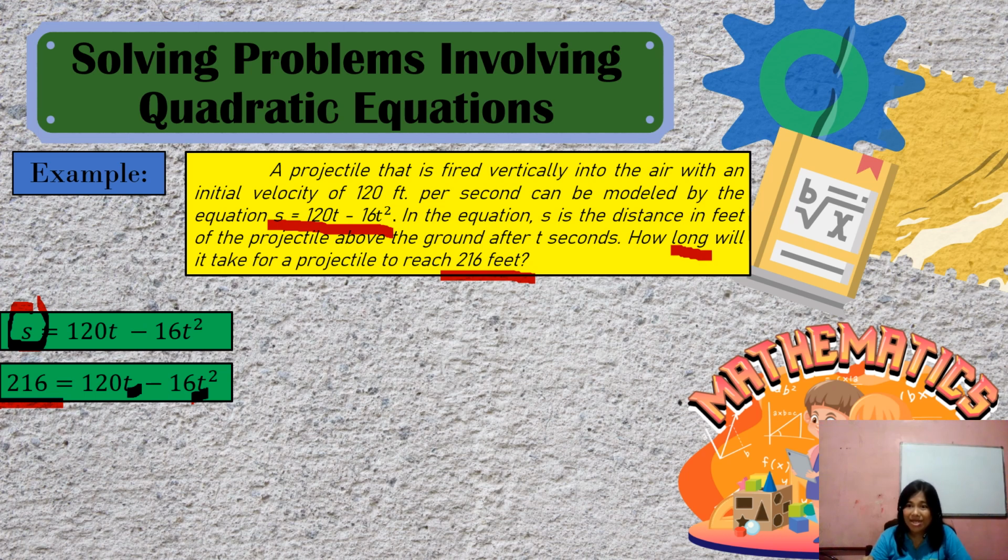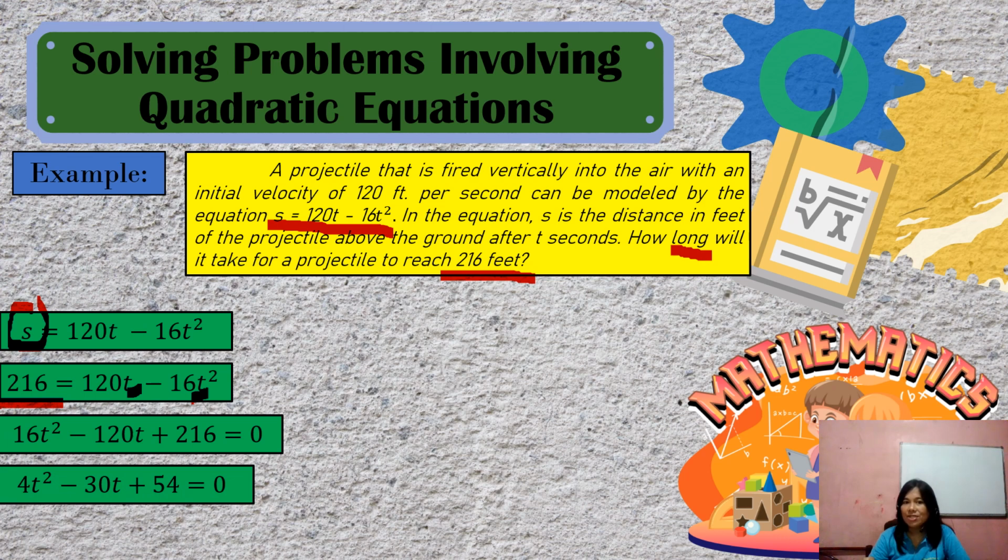To solve for t, you can use factoring, the quadratic formula, or any method you want to use. But you have to start by making this equation into standard form. So the standard form of this is, of course, 16t squared minus 120t plus 216 equals 0, which we can reduce. It's divisible by 4. So divide everything by 4, the A, B, and C, and you will come up with 4t squared minus 30t plus 54.